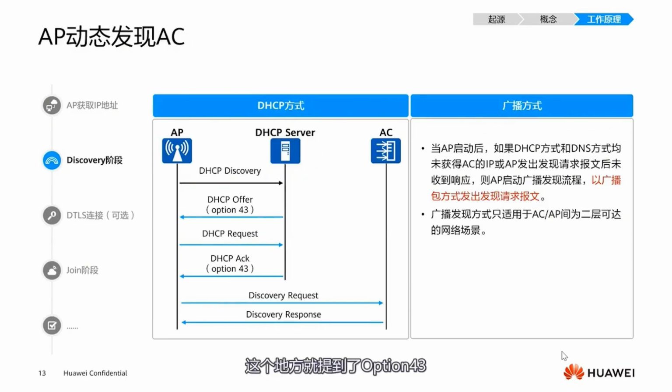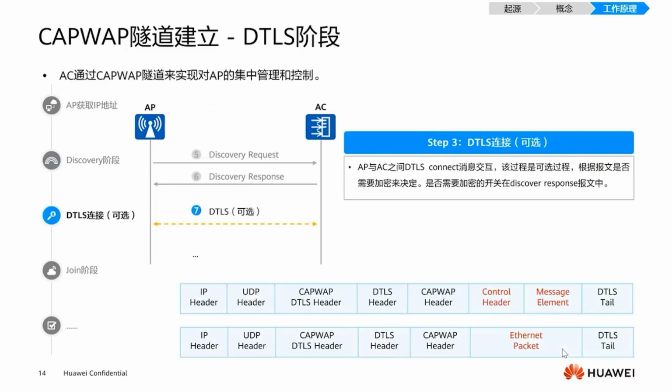Let's look further. The AP dynamically discovers the AC here. It mentioned option 43. The ACK includes the specific option 43. Broadcast discovery methods are only suitable for Layer 2 capable network scenarios between AC and AP. This is the interaction between AP and AC.